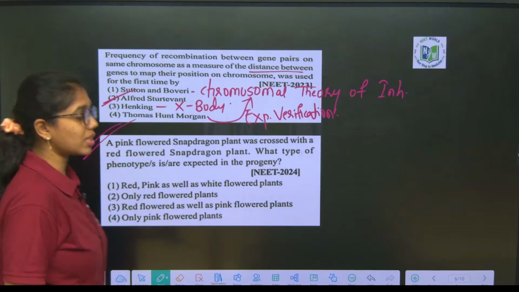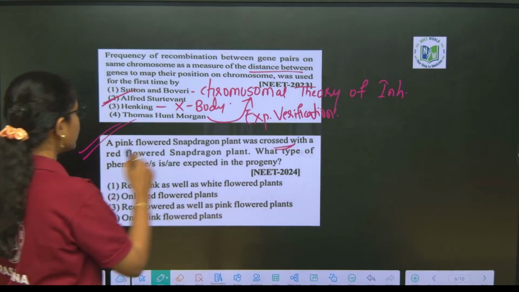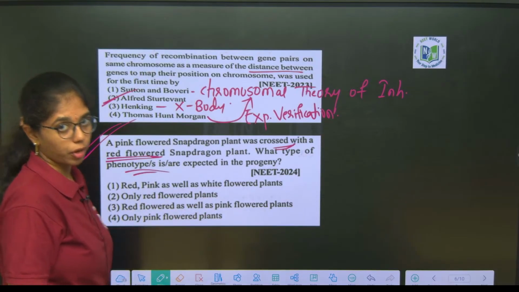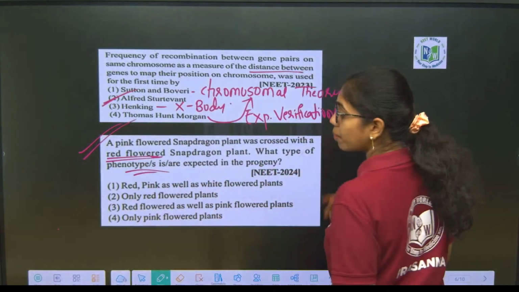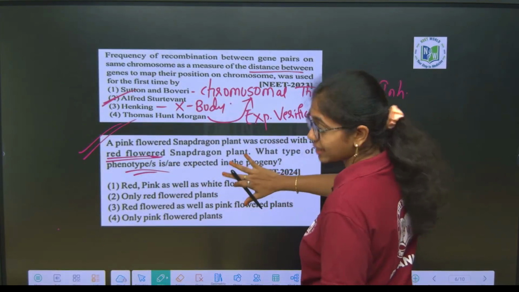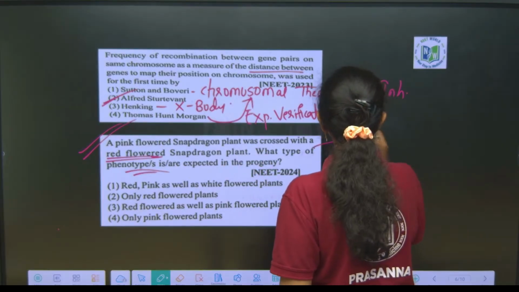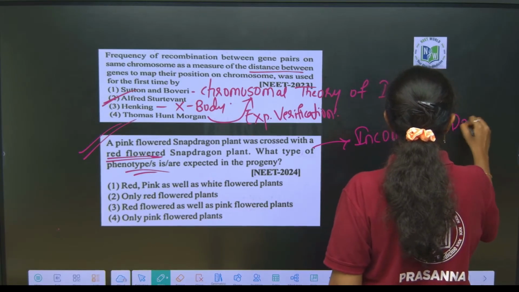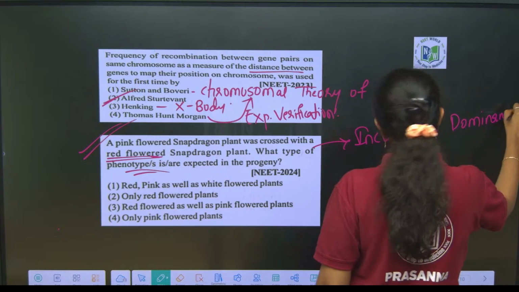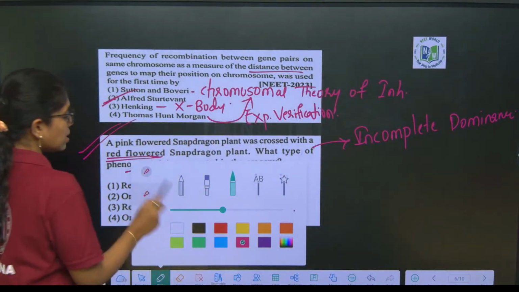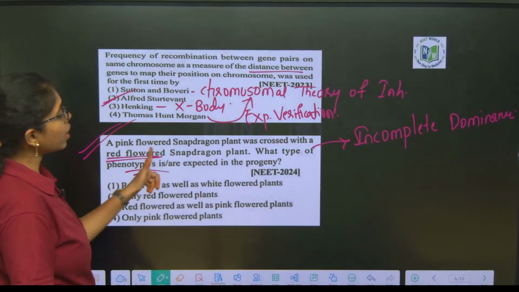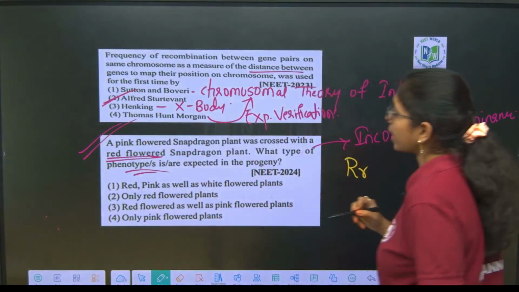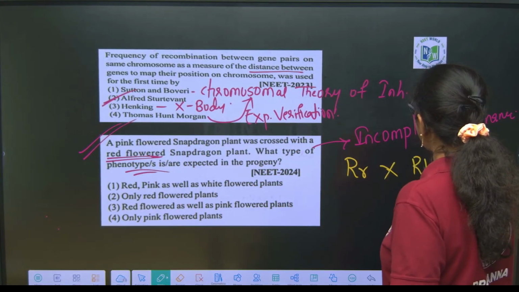A pink flowered snapdragon plant was crossed with a red flowered snapdragon. What type of phenotypes is expected in the progeny? So, this example is from incomplete dominance from our NCERT. Yes or no? Incomplete dominance. Okay. So, in this incomplete dominance, pink flowers are shown by the heterozygous condition. So, a pink flowered snapdragon plant was crossed with a red colored snapdragon plant.